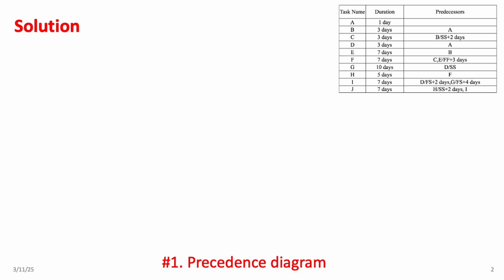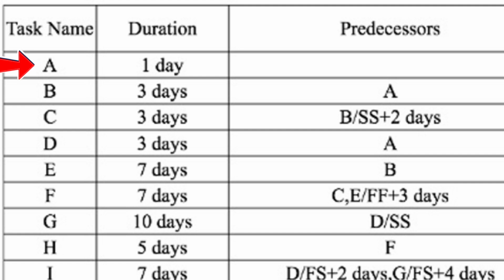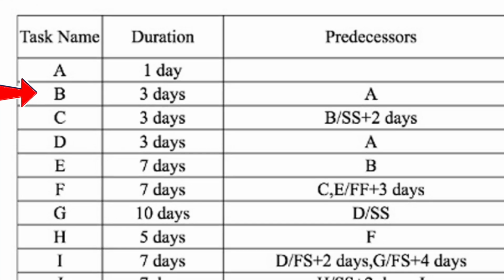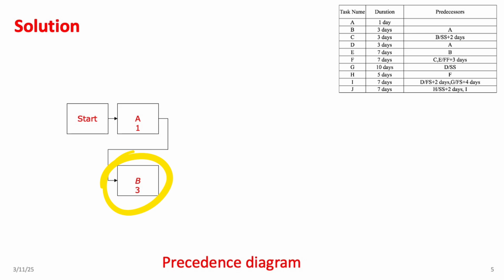First, we'll begin with the start milestone as our initial activity. The next activity in our sequence is activity A, which takes 1 day to complete. As shown in the table, it doesn't have any predecessors, so we can place it directly in our network, following the start milestone. Moving on, we have activity B, which has a duration of 3 days and follows activity A as its predecessor. Since the specific dependency type isn't mentioned, we'll assume a finish to start, FS logic. With that assumption, we can now add activity B to our network like this.